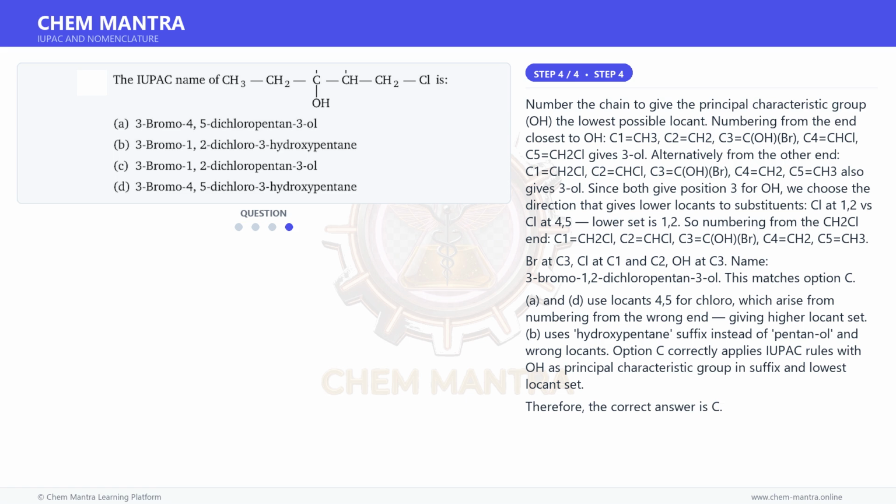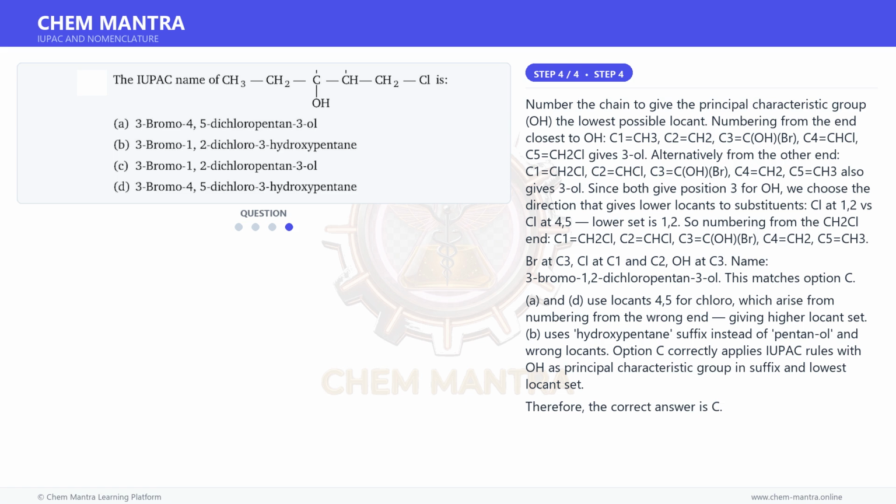So numbering from the CH2Cl end, C1 is equal to CH2Cl, C2 is equal to CHCl, C3 is equal to C of Br, C4 is equal to CH2, C5 is equal to CH3. Br at C3, Cl at C1 and C2, OH at C3. Name: 3-bromo 1,2 dichloropentan 3-ol.